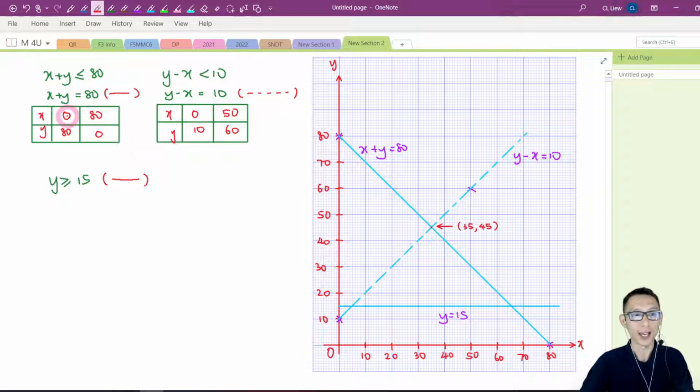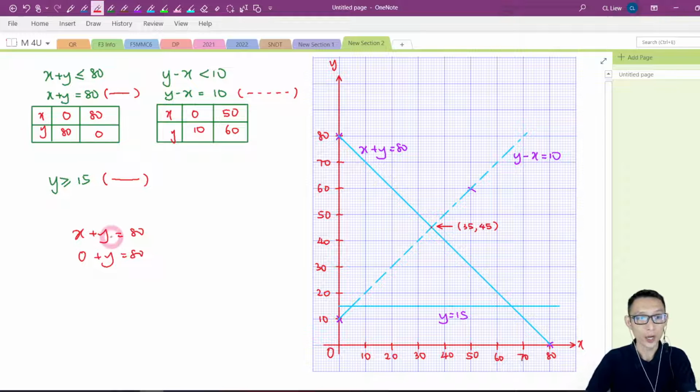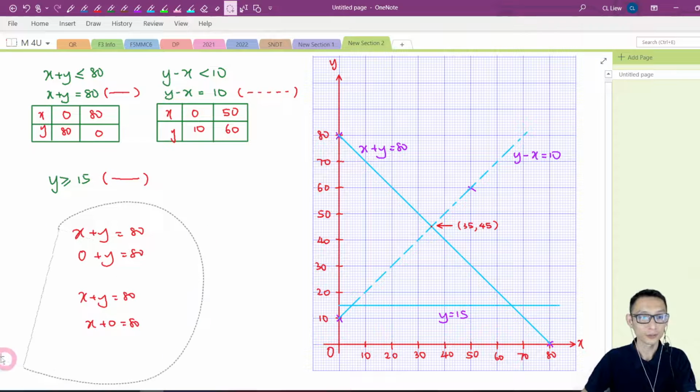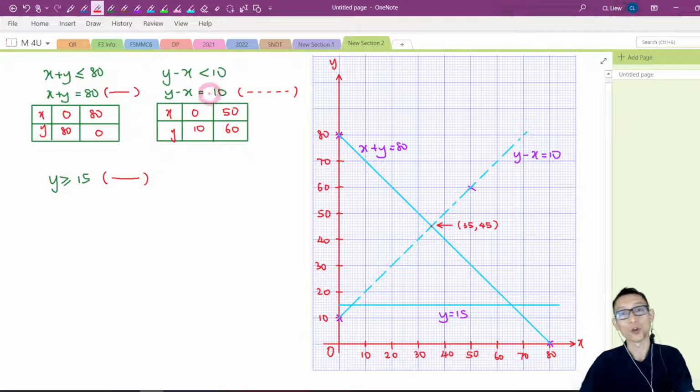So here I'm going to set X to be 0, easier for us to count, right? When X is equal to 0, let me show you how I get to 80 here. When X is equal to 0, Y is equal to 80, right? And then I set Y as 0. So when Y is equal to 0, X is equal to 80, right? This is the way I get these values. The same thing applies for this straight line. Let me explain this one to you.